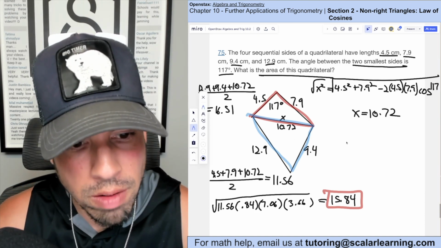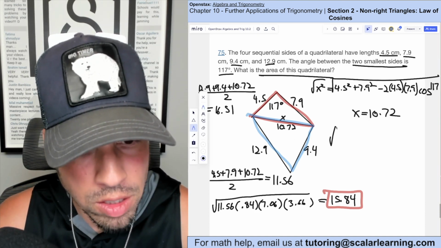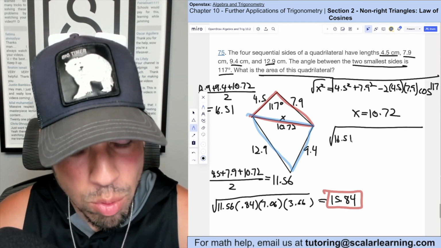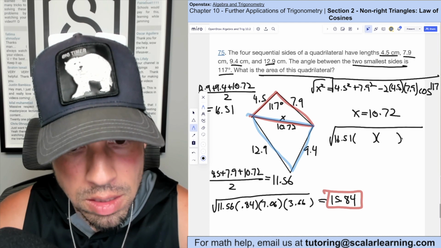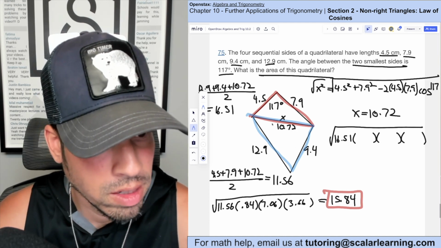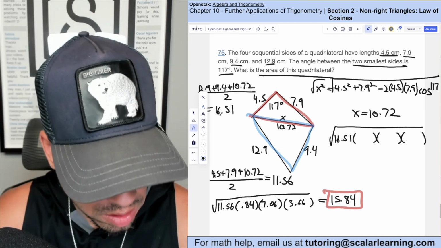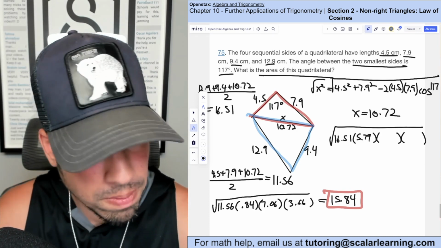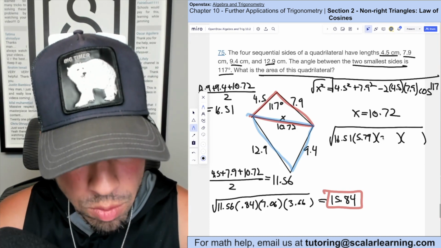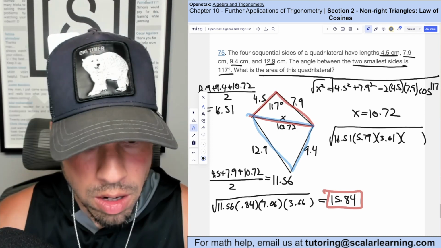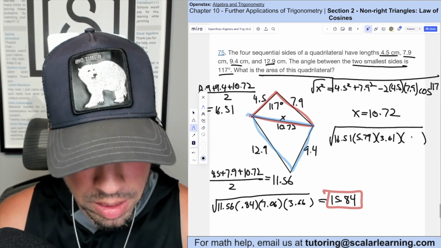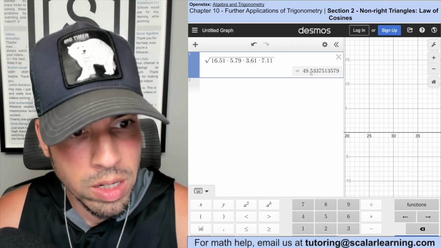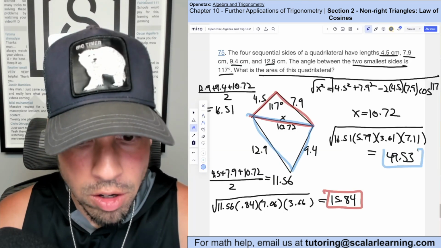So I just moved the infographic to make a little room. But bottom line is we need the square root of our S value, which is 16.51, and then times the difference of S and each of these three sides. So 16.51 minus 10.72 is 5.79. And then when we subtract 12.9, we get 3.61. And then when we subtract 9.4, we get 7.11. And then let's plug it into Desmos. And we get 49.53. And that's the area of the blue triangle.